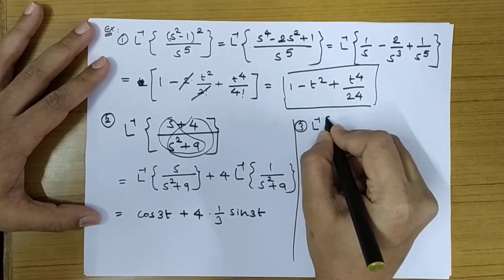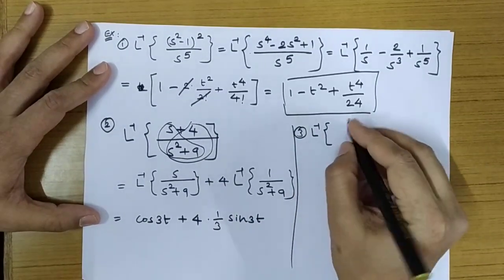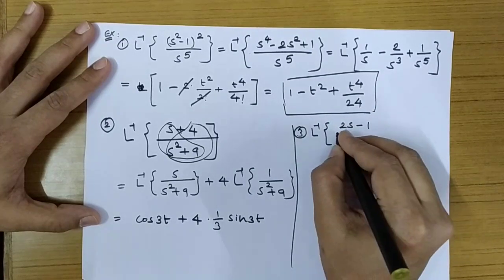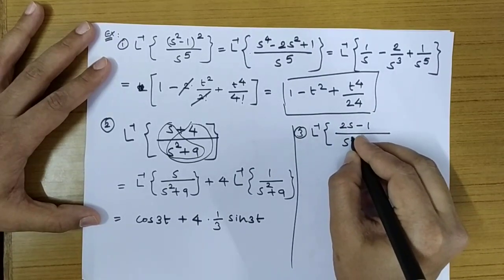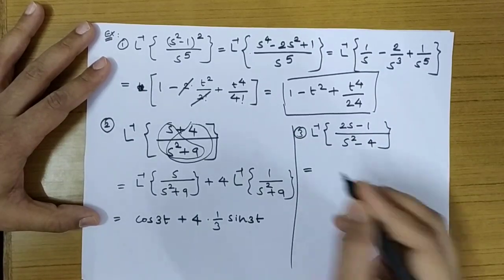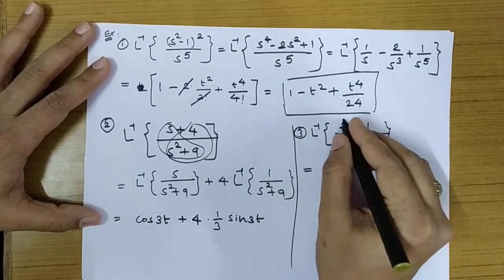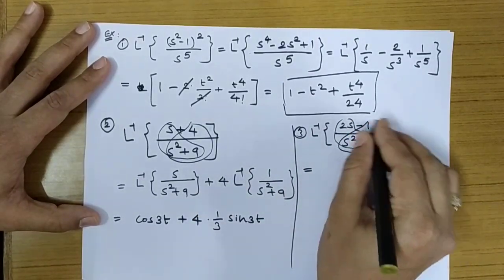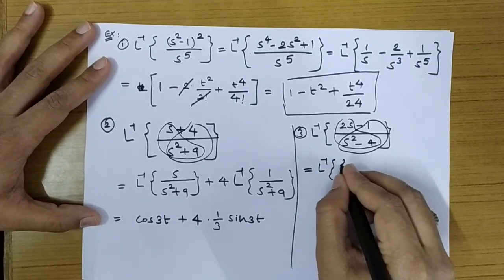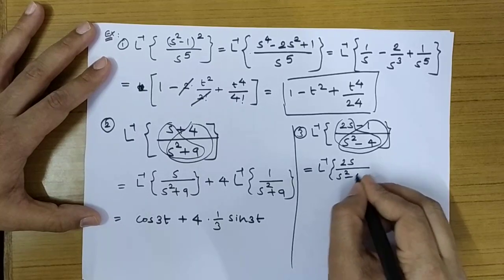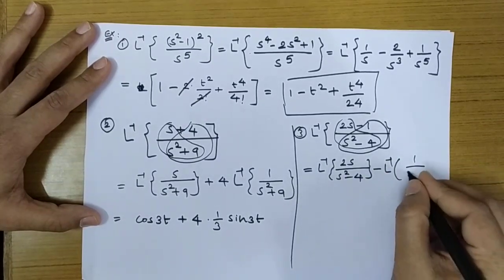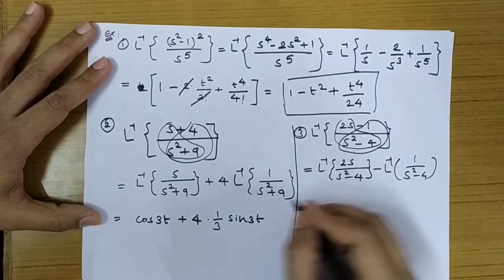Now, next question. We will think about this question: 2s minus 1 divided by s square minus 4. Same concept. First we will separate these two terms. L inverse of 2s by s square minus 4 minus L inverse of 1 by s square minus 4.